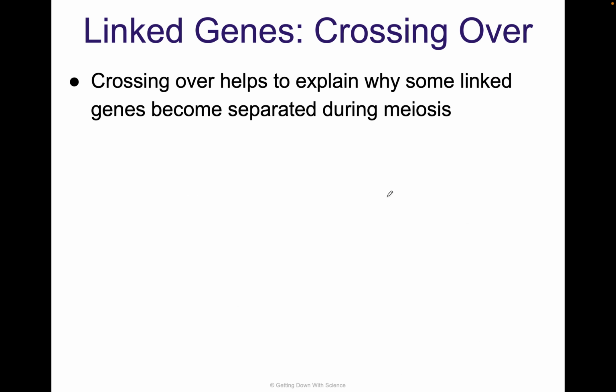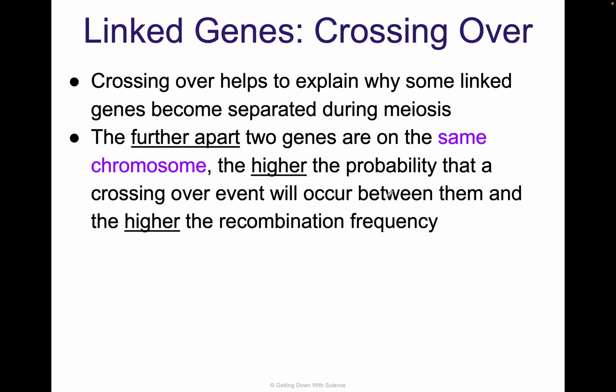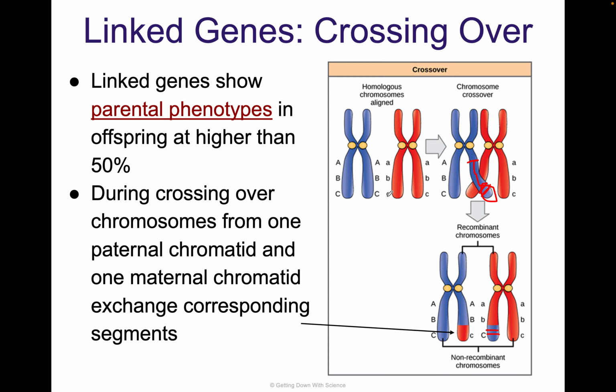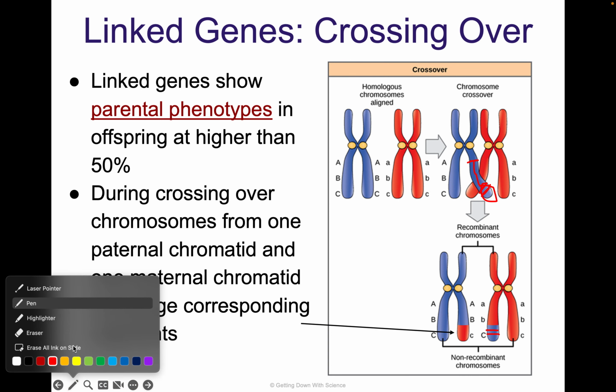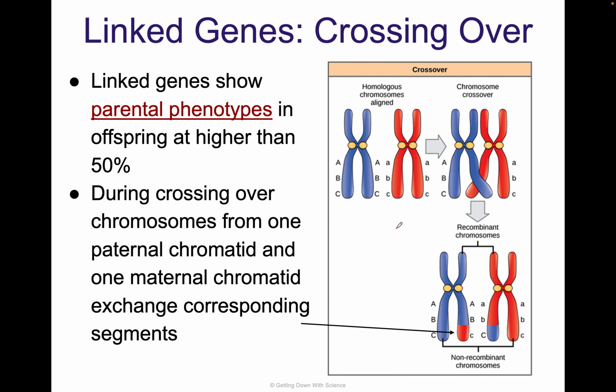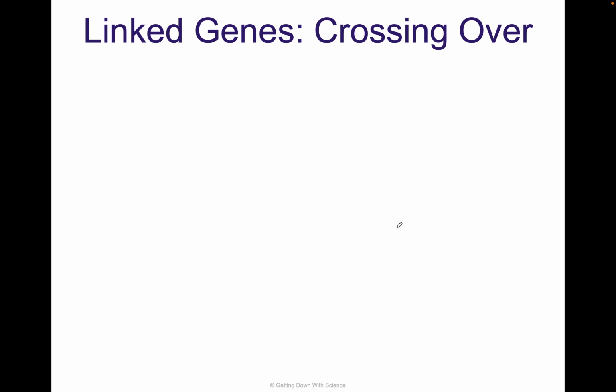So crossing over helps us to explain why some linked genes become separated during meiosis. The further apart two genes are on the same chromosome, the higher the probability that a crossing over event will occur between them, and the higher the recombination frequency. So the less these individuals are going to look like their parents. Now, let's remember here, this crossing over event occurs in every chromosome during meiosis. Every single one. It's not just one or two, it's every one. Okay?